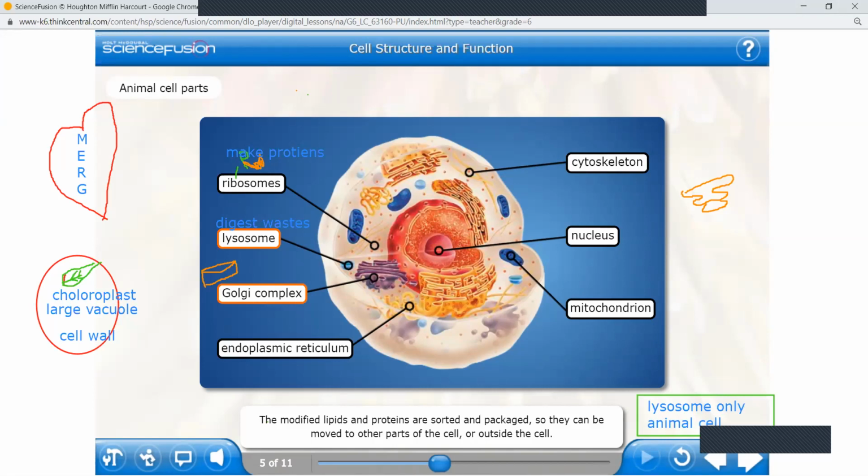Is the Golgi complex the orange part or the purple? Purple part. Even the orange part, see the big ones, they are called ER, that's endoplasmic reticulum. Those small purple ones, those are the Golgi complex.